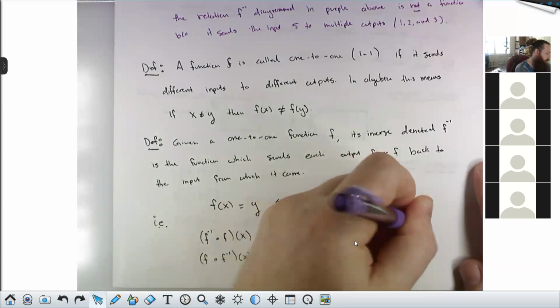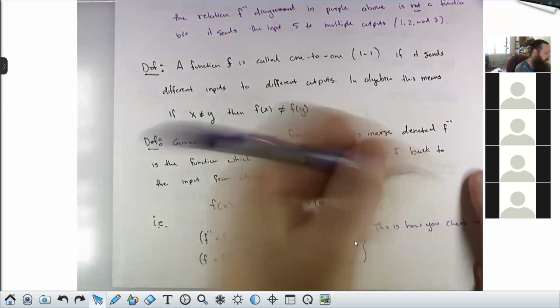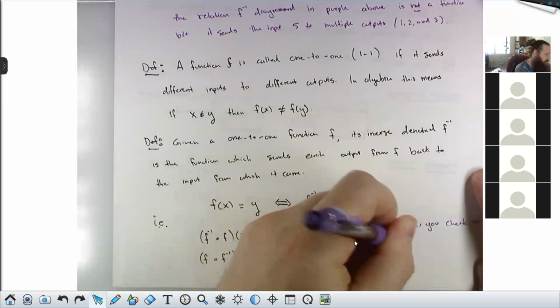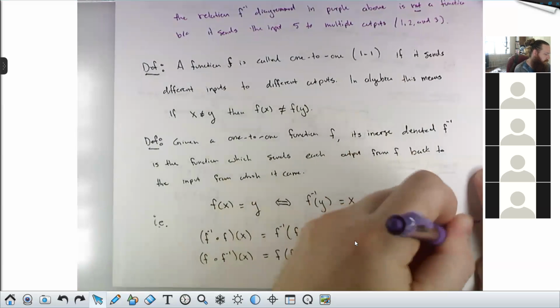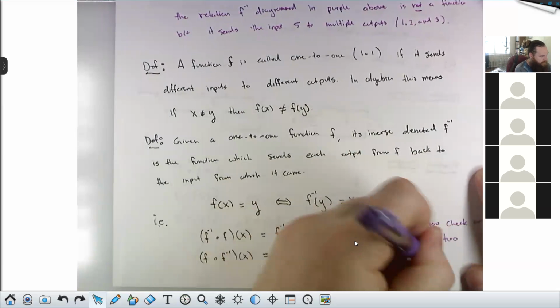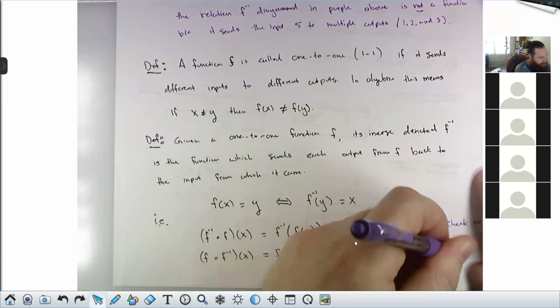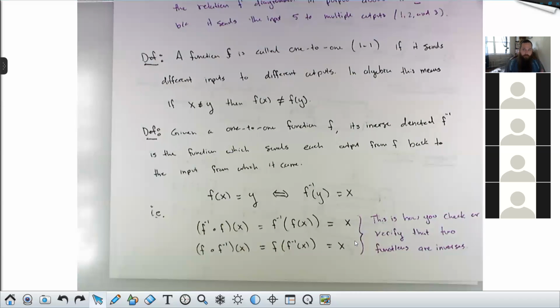This is how you check or verify that two functions are inverses. So if on the test I give you two functions and I say verify that these are inverses of each other, you need to compute both of these and show that both of them simplify to x.